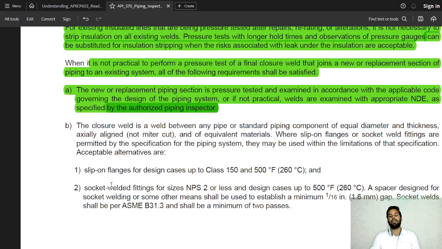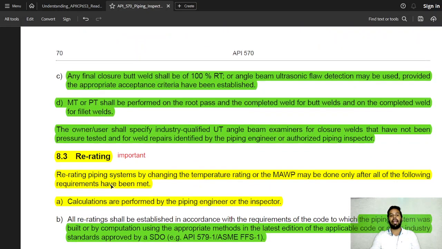Okay. Any final closure butt weld shall be 100% RT, or angle beam ultrasonic flaw detection may be used provided the appropriate acceptance criteria have been established. PT or MT shall be performed on root passes and completed butt welds and on completed welds for fillet welds. Owner user shall specify industry qualified angle beam examiners for closure welds that have not been pressure tested and for weld repairs identified by the piping engineer or authorized piping inspector.